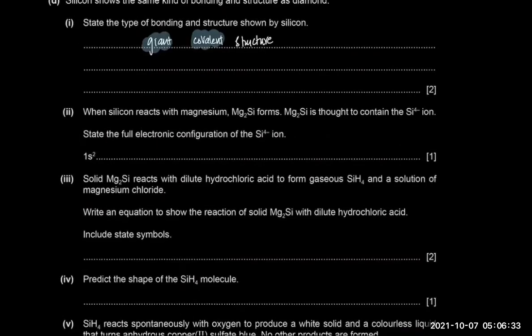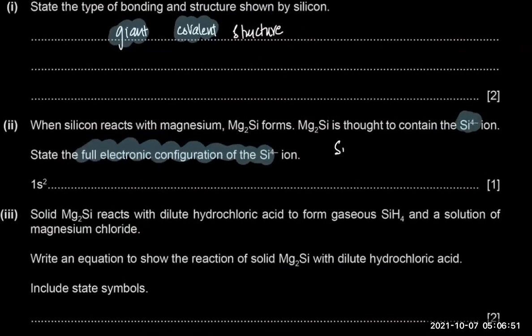Okay. When silicon reacts with magnesium, Mg2Si is formed. Mg2Si is thought to contain the Si4 minus ion. State the full electronic configuration of the Si4 minus ion. Now, silicon has 14 electrons.